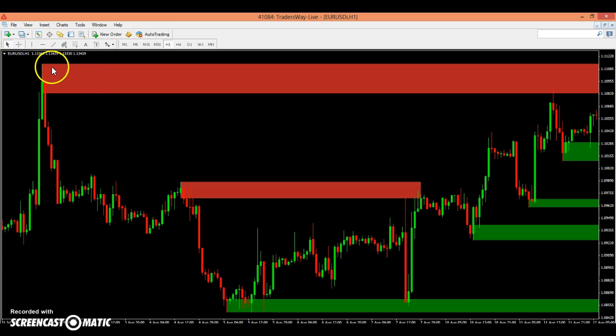With that being said, we're going to start right here. I drew my supply box, and right here you're looking for the first rapid move, a strong push downwards. Supply meaning sells, and demand meaning buys. The reason I have my boxes red and green: red for supply indicates a sell, and green, I said blue, I meant green, I'm sorry, indicates long. That's why my boxes are red and green.